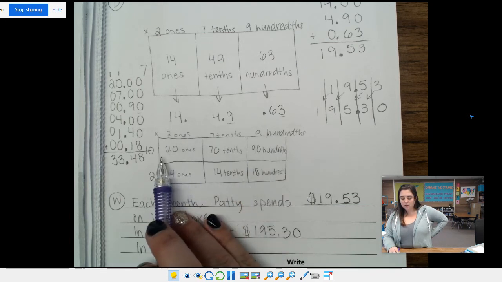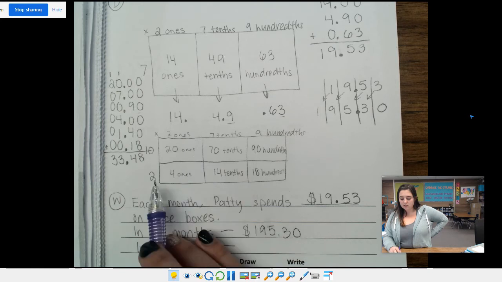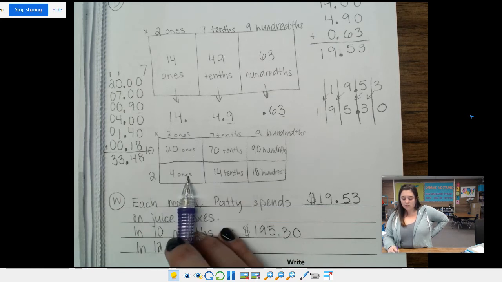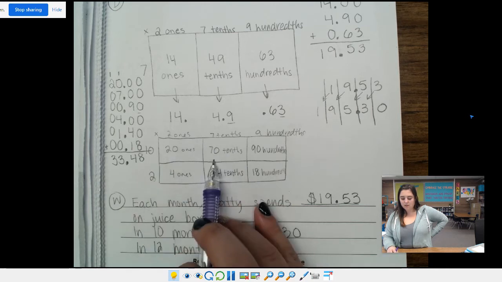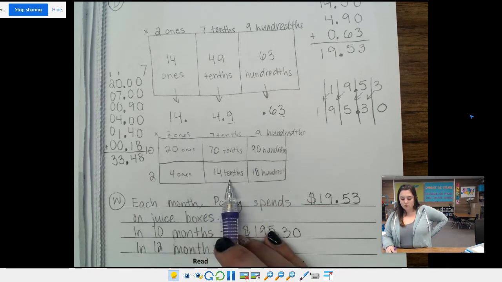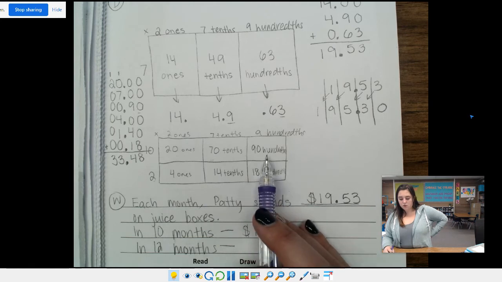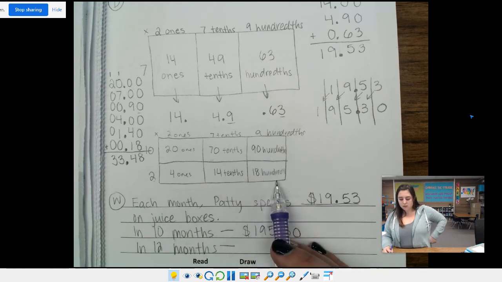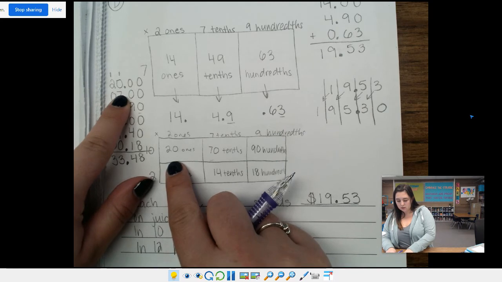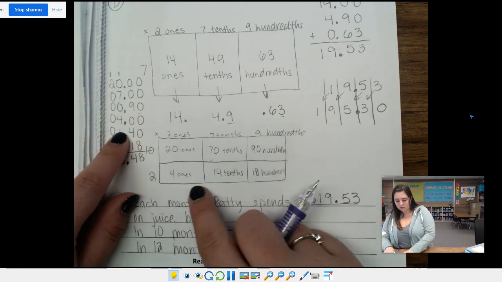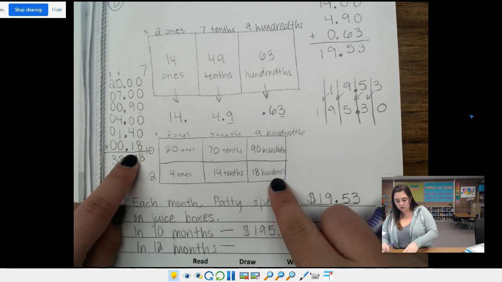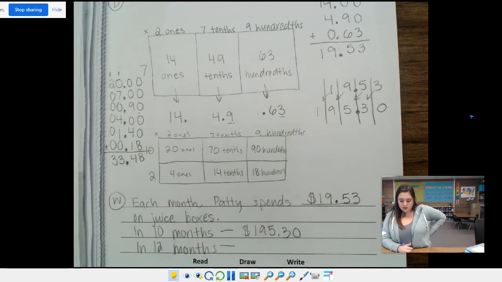Let's see if I wrote solved right. So this would be 20 ones. This would be 4 ones. This would be 70 tenths, 14 tenths, 90 hundredths, 18 hundredths. And let's see if I wrote them right. 20 ones. Yes. 70 tenths. Yes. 90 hundredths. Yes. 4 ones. Yes. 14 tenths. Yes. And I added 14.